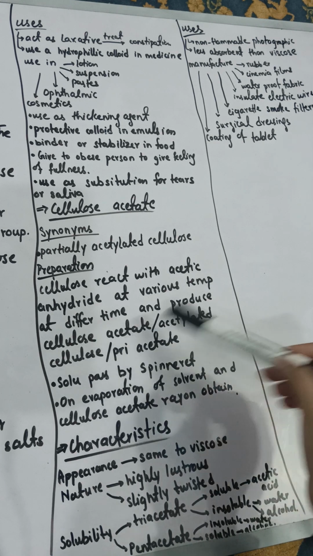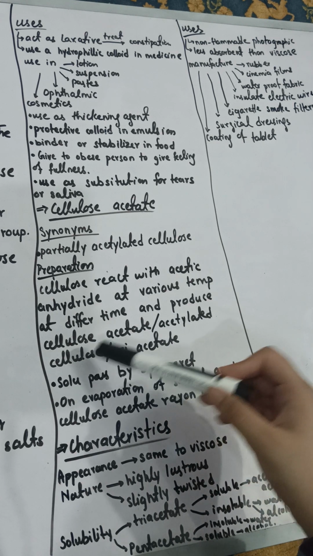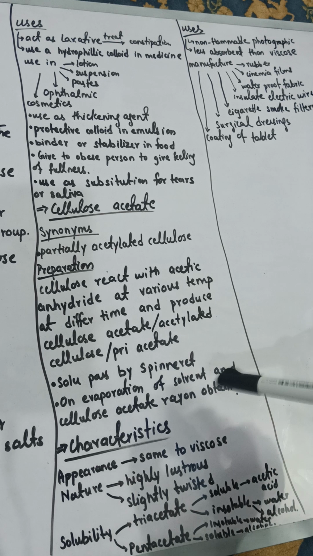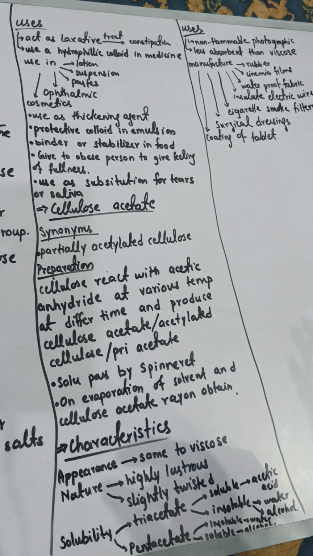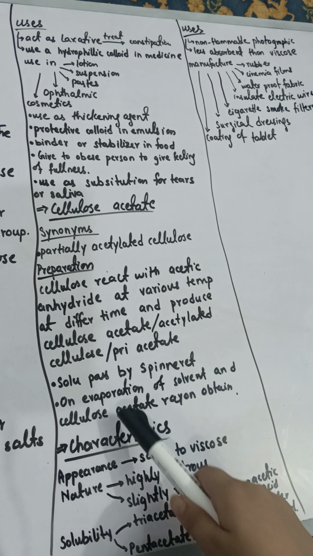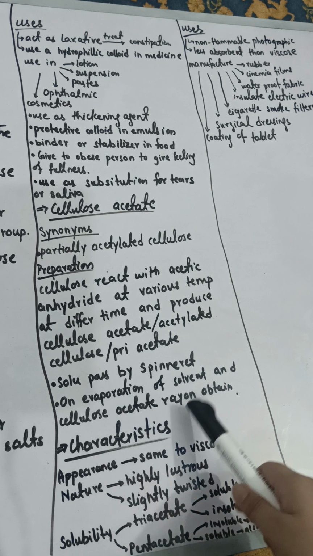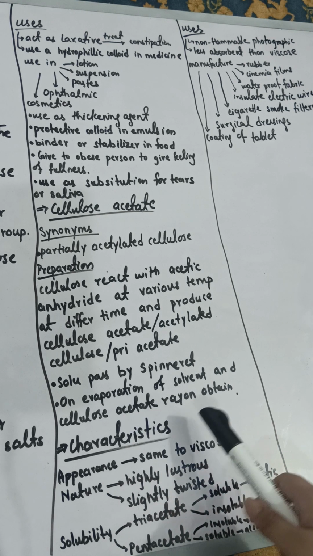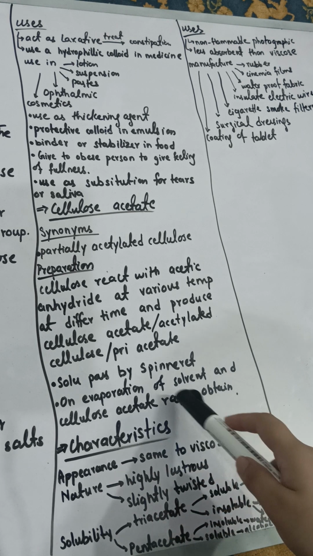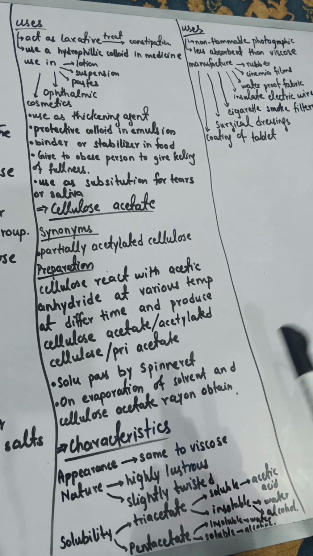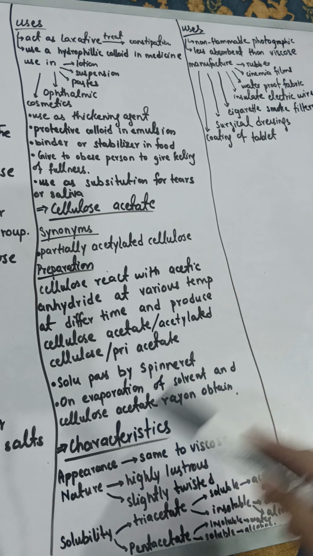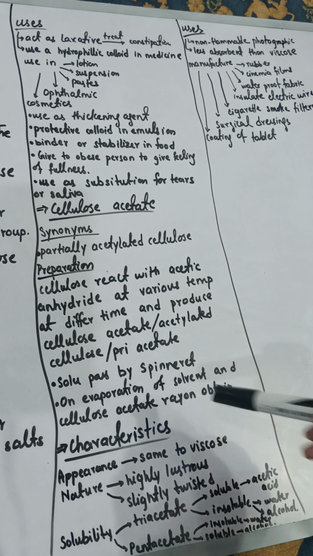Then this solution of acetylated cellulose is passed through a spinneret. And you know what a spinneret is? It is an apparatus which has a very narrow nozzle in it, and when a solution passes through it, evaporation of the solvent happens and the solution converts itself into a thread-like form. So the cellulose acetate rayon is obtained after the evaporation of solvent, after passing it through the apparatus called a spinneret.